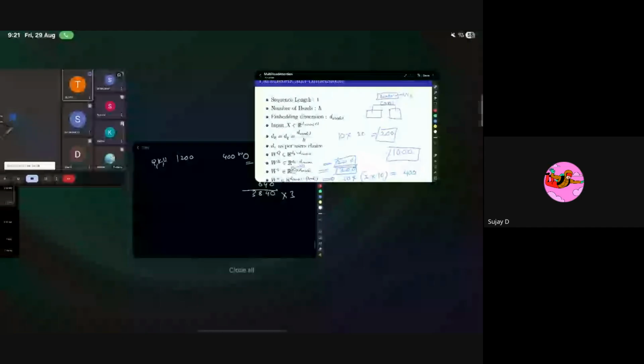Sir, you used one PDF now. Where is that PDF, sir? It is in the calculation group. I shared it. You can search multi-head attention or something like this in the group space. You'll get it.